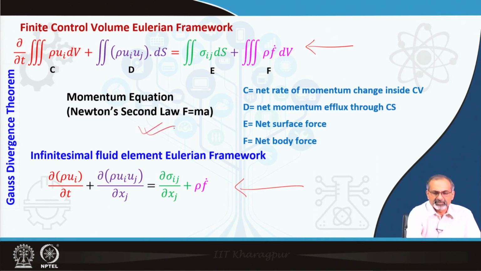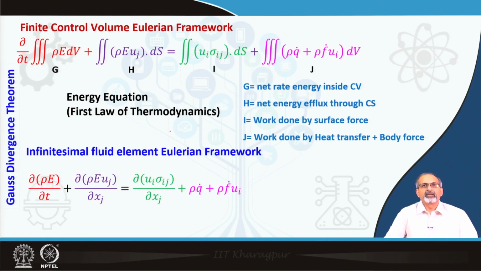This essentially represents Newton's second law in integral and differential forms, with the transport terms C, D, E, F mentioned once again. If you were to look at a similar approach for representing the energy equation, which is essentially the first law of thermodynamics, again by using the Gauss divergence theorem, you should be able to translate the integral form to the differential form that we see below.